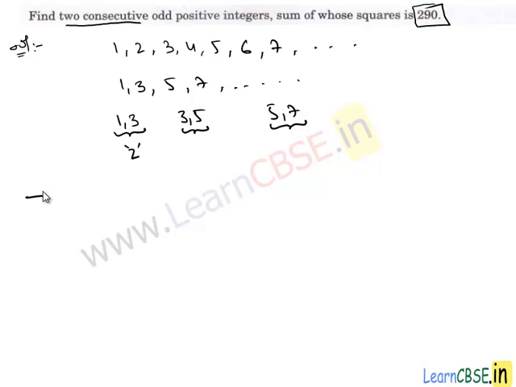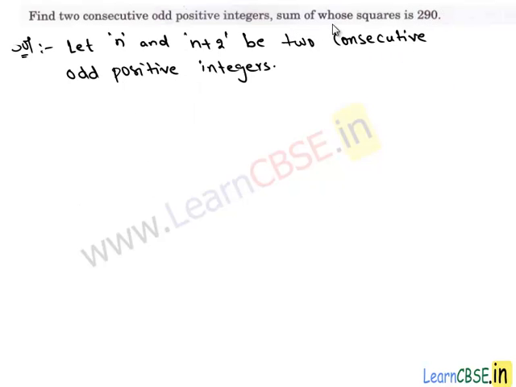So we assume n is any odd number. If we add 2 to this number, then the next consecutive odd number becomes n + 2. Therefore n and n + 2 are two consecutive odd positive integers. Here it is given that the sum of the squares of two consecutive odd positive integers is 290. So we have n² + (n + 2)² = 290. By solving this equation for n, we get the value of n. Let's simplify this equation. Here we have n².